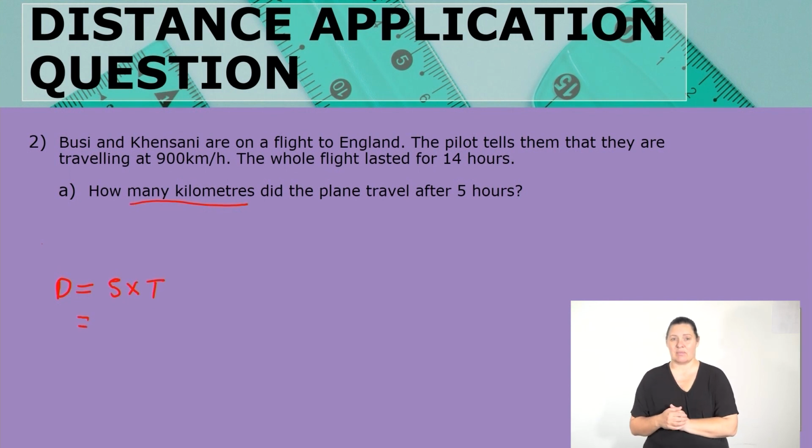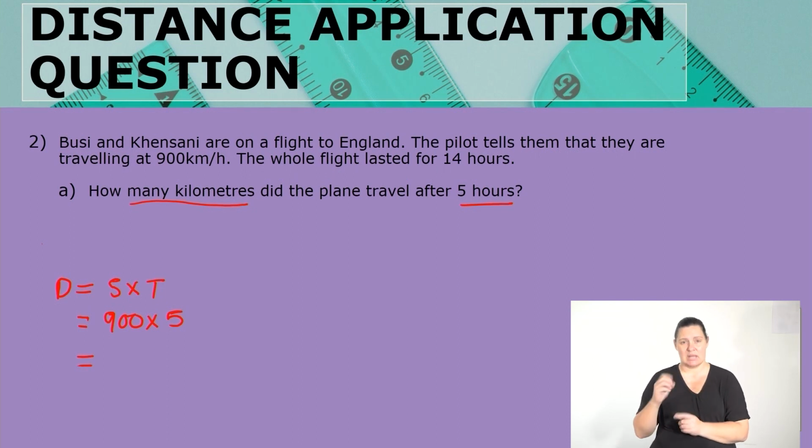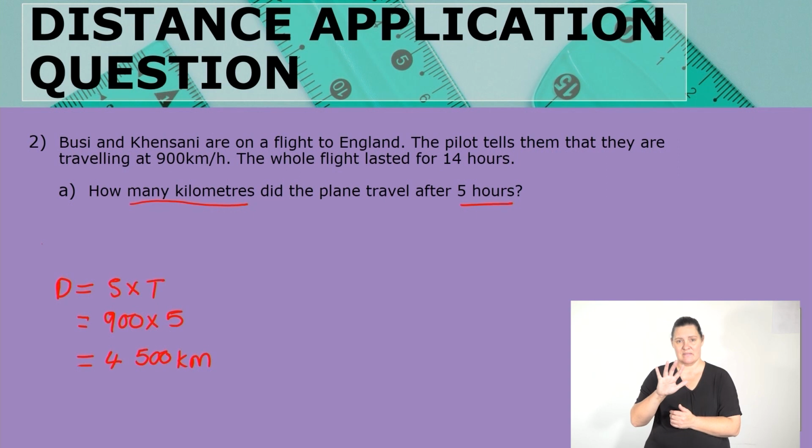So, what was the speed that the plane is flying at? 900 kilometers per hour. And we want to find out what was the distance covered in the first 5 hours. So 900 multiplied by 5 will give us 4,500 kilometers. It means that in 5 hours, our plane has now covered a distance of 4,500 kilometers.